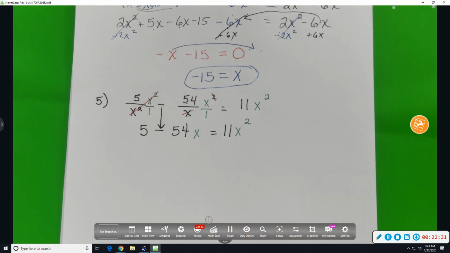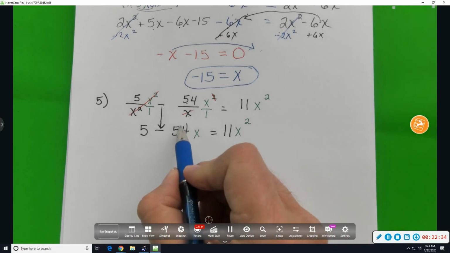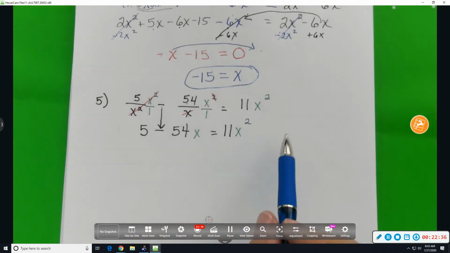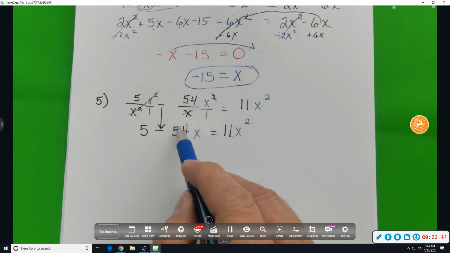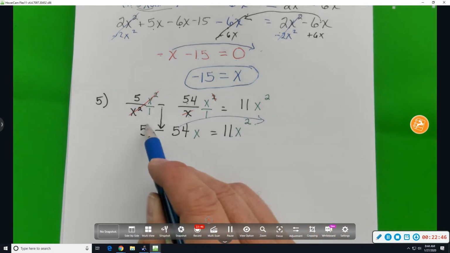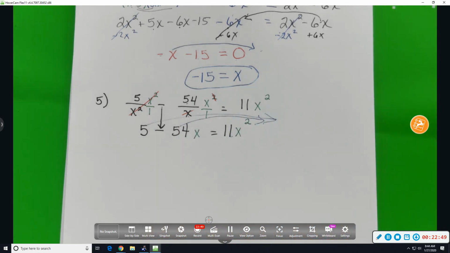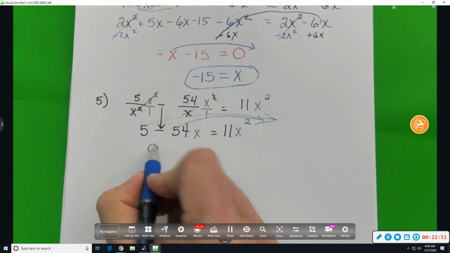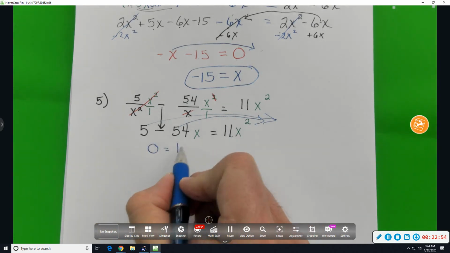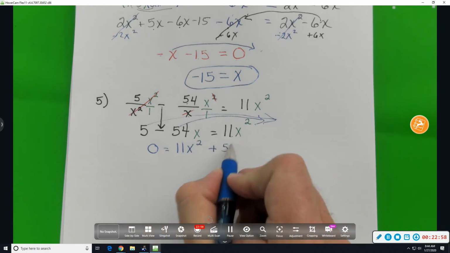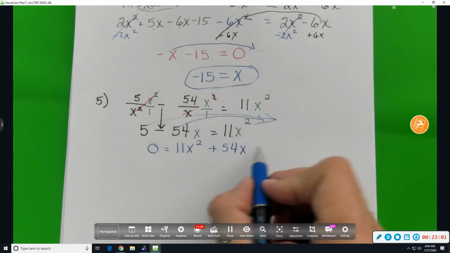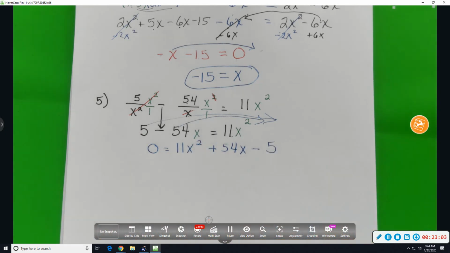So I'm going to move everything over to the right because I like the x squared term to be positive. I think I mentioned that the last time. So I'm adding 54x and I'm subtracting 5. So I'm getting a 0 on the left. And on the right-hand side, I'm writing it in standard form. x squared, x, and then constant. The constant is the number that doesn't have a variable in it, or attached to it.